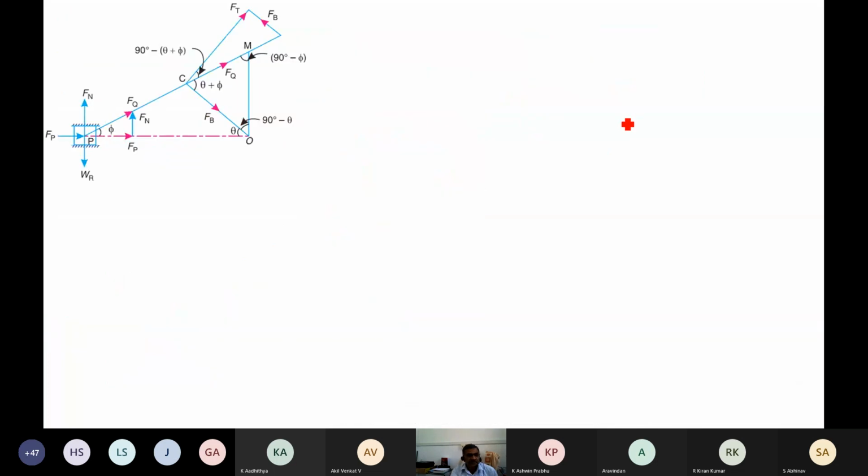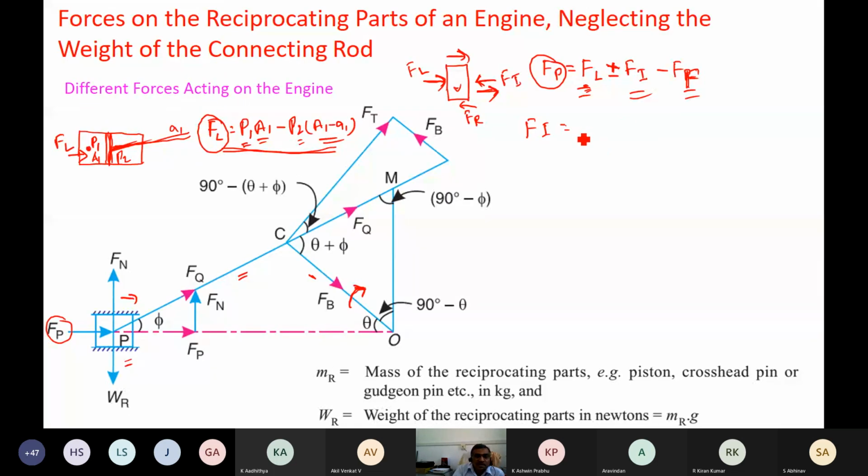Fi is equal to... how to calculate Fi? Fi is equal to inertia force. How to calculate inertia force? Mass into acceleration. Mass of what? We are calculating the inertia force of the piston.